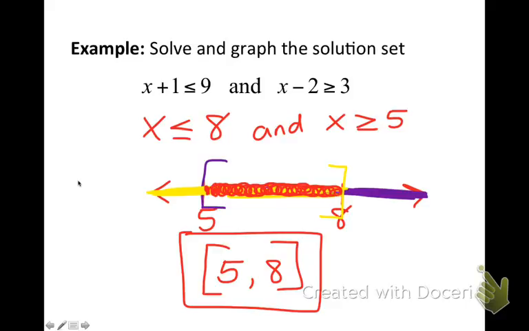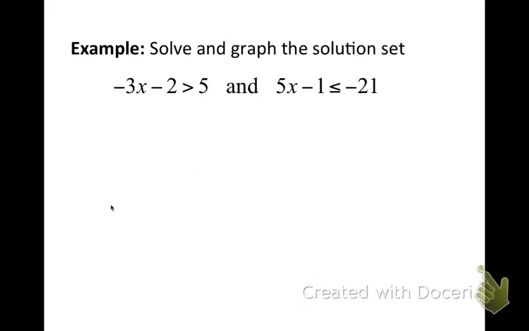All right, next one, number 2. So now we have a little bit more steps involved. We've got negative 3x minus 2 is greater than 5, and 5x minus 1 is less than or equal to negative 21. So we're going to solve it and graph it.